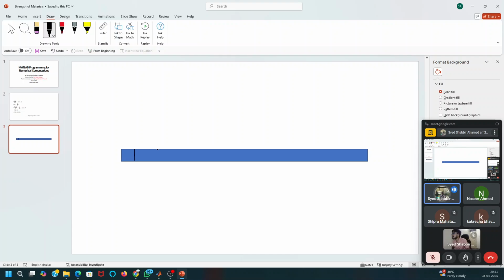So I'll divide it like this: two, three, four, five, something like this. So this is 1, okay? And this is n plus 1, okay? This is node 1, and this is node n plus 1. And this is n.